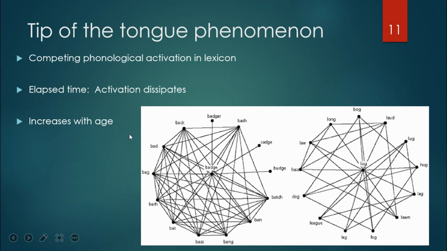All right, so what's going on with the tip of the tongue phenomenon? What we have is competing phonological activation in the mental lexicon. Now we're going to break that down so it's a little bit more understandable.